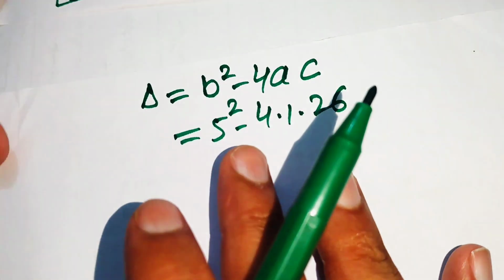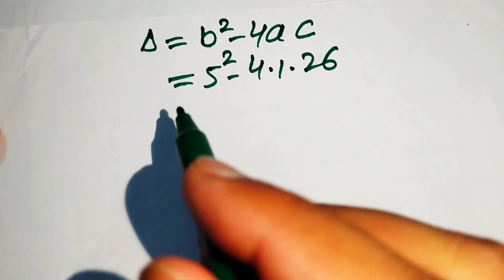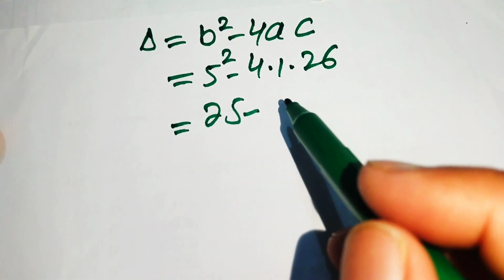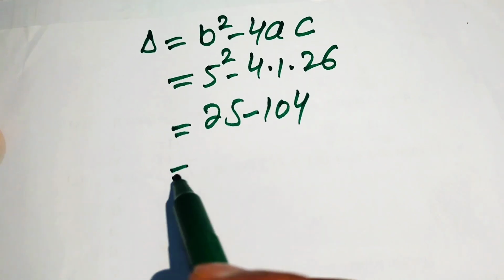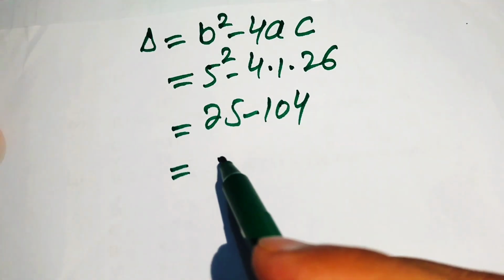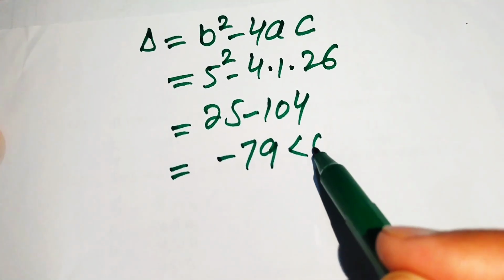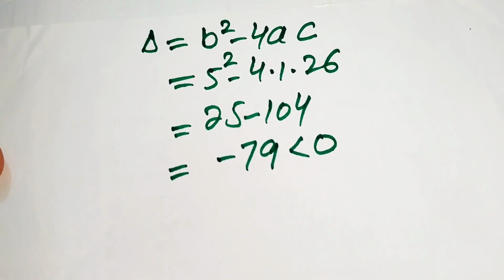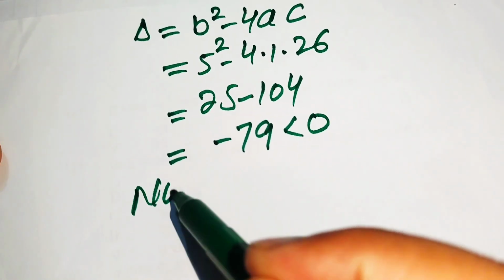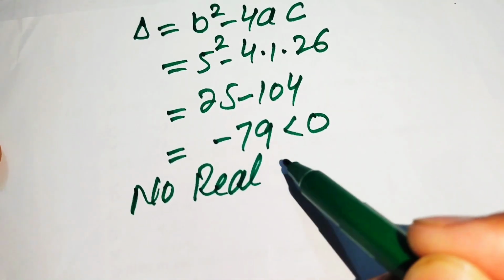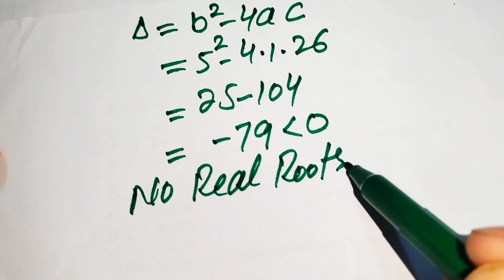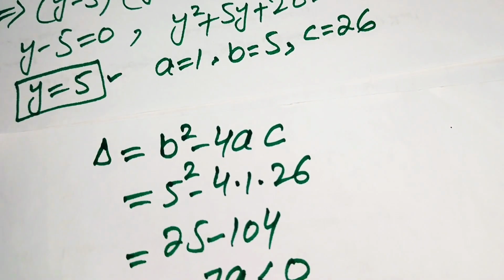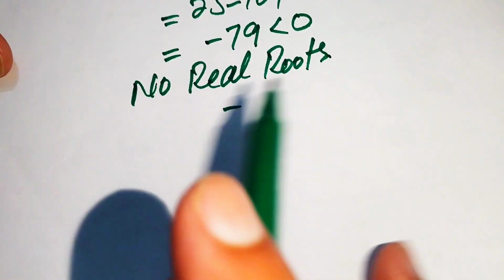Here we need to simplify this, and you get 25 minus 4 times 26, which becomes 104, and 25 minus 104 equals minus 79. You see this is less than 0. If our delta is less than 0, it means our quadratic equation has no real root. So this quadratic equation has no real roots, so we reject this case, and we will just proceed with this case only. In this case we have y equals 5.